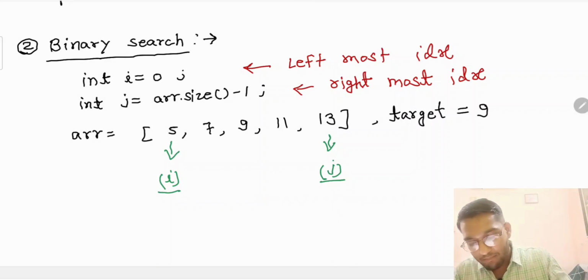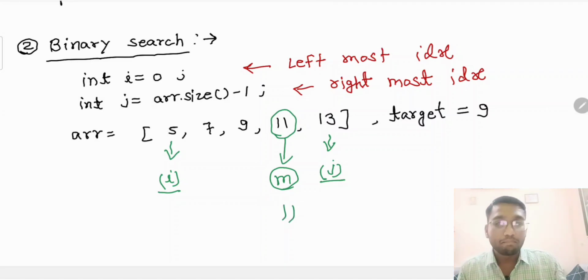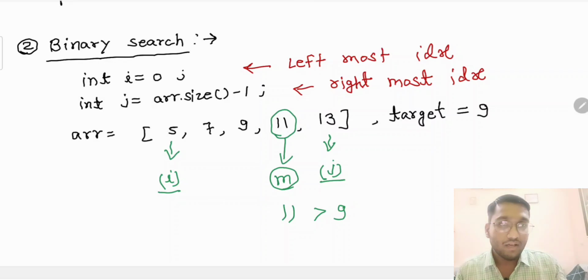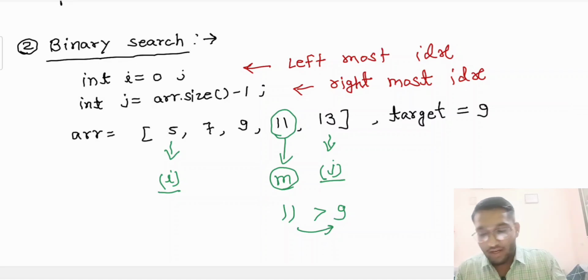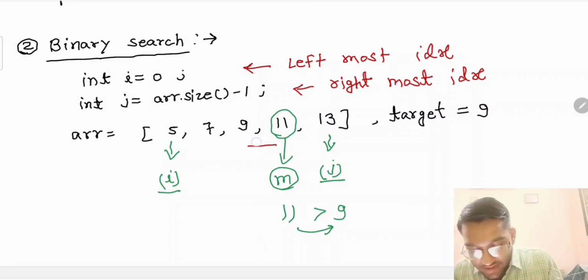So suppose the mid element occurs here, that is 11. Now we compare 11 with the target element. Suppose that is 9. So 11 is greater than 9. It means we require lesser than what we get. It means we require lesser than 11. In order to get lesser than 11, we should move in this direction. It means now J becomes M minus 1.